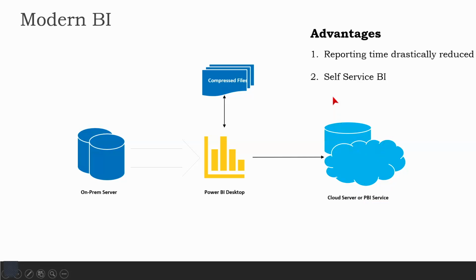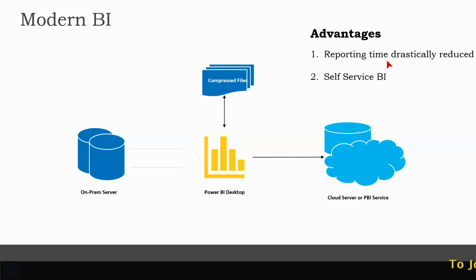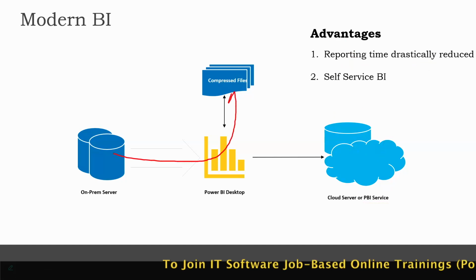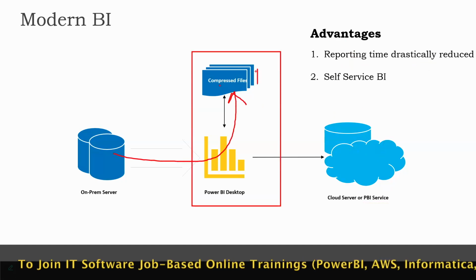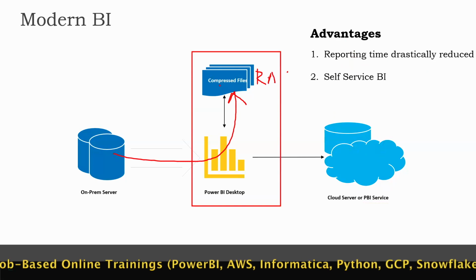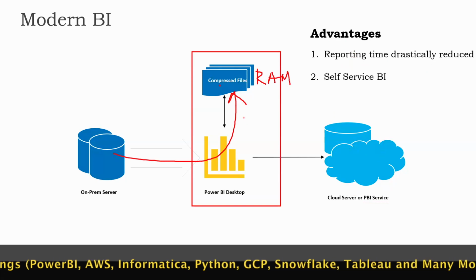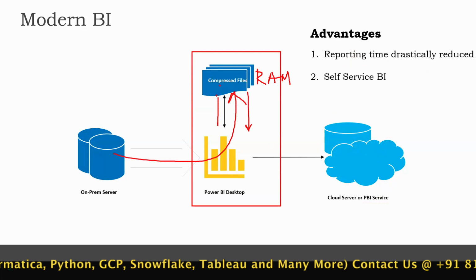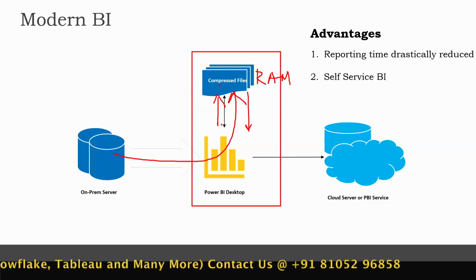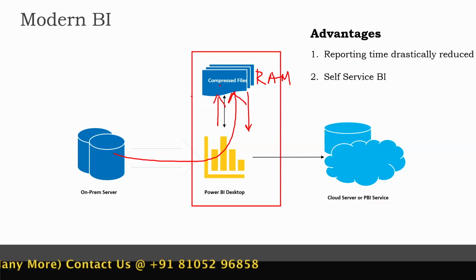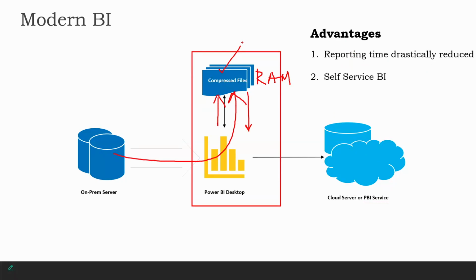All right. I wanted to touch base on the advantages here. So what are the advantages that we are talking about? We're talking about reporting time drastically being reduced. So this data is now lying locally in your random access memory. And when that happens, the data is very easily accessible. You can get to that data very quickly. It's also in a compressed format, and it can read or write the data very quickly. So the tool is going to do all of that for you.